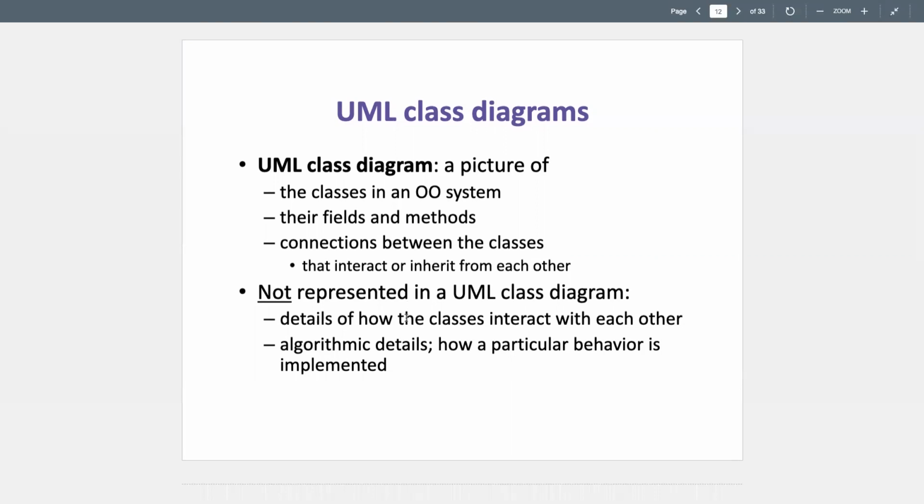Now what's not in a UML diagram is the details of how the classes are going to interact with each other. You'll see some connection between the classes, but we're not going to represent all the details. And we don't care about the algorithm details. We don't care about really what that method does. We just want to know the method's there and it exists. So it's a very high-level diagram.